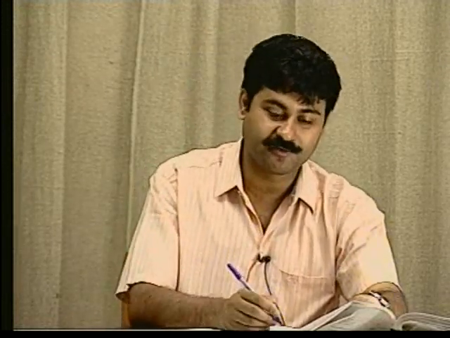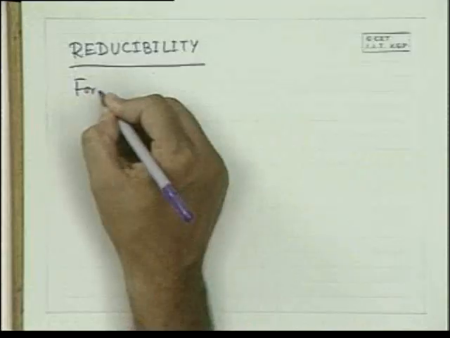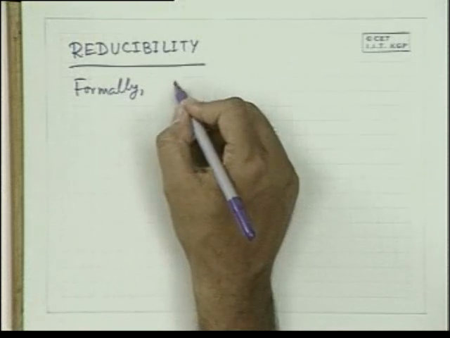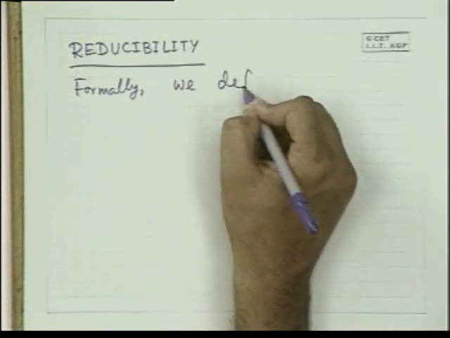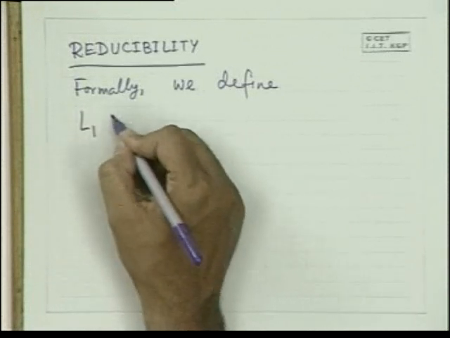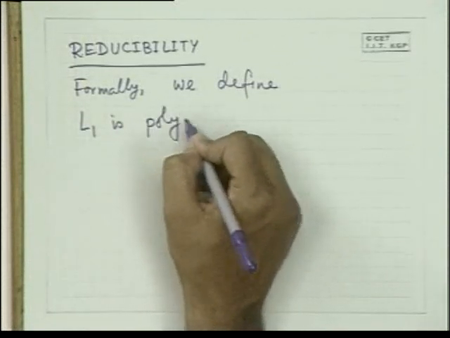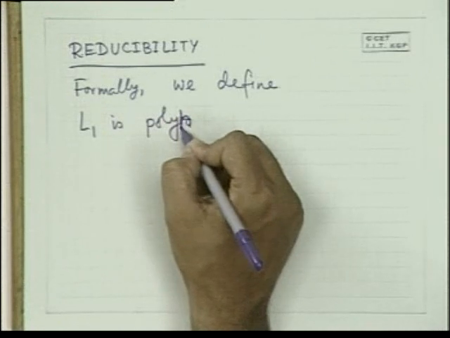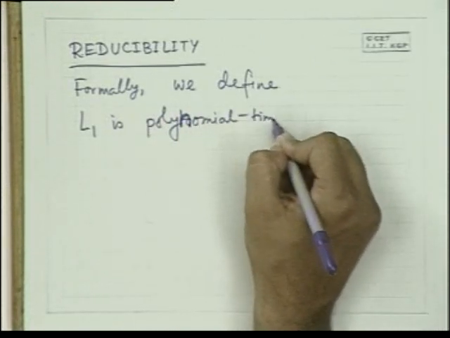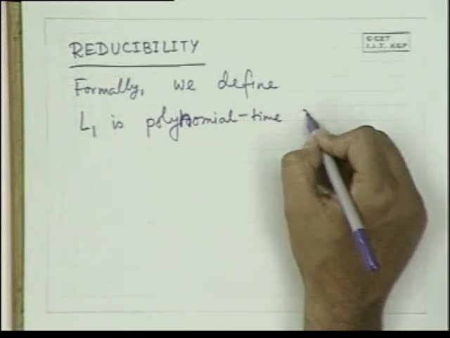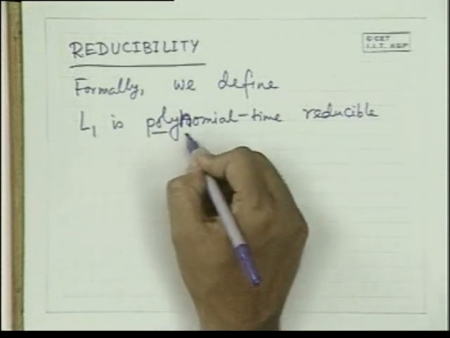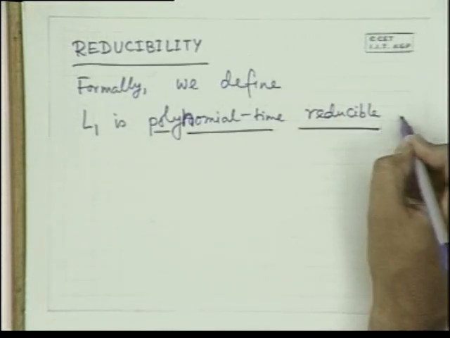So let me put it down formally. Formally this means we define L1 is polynomial time reducible to L2.